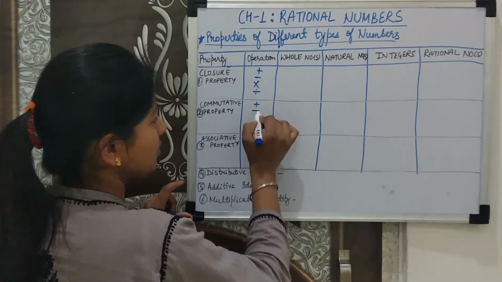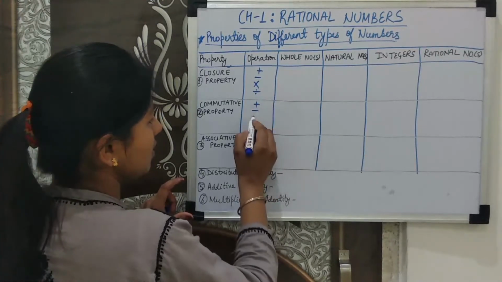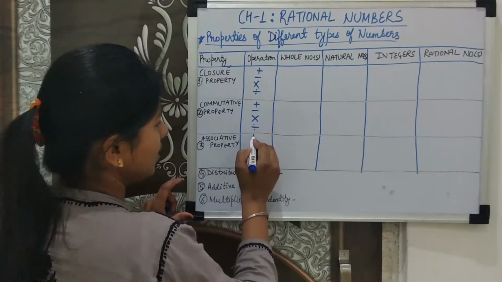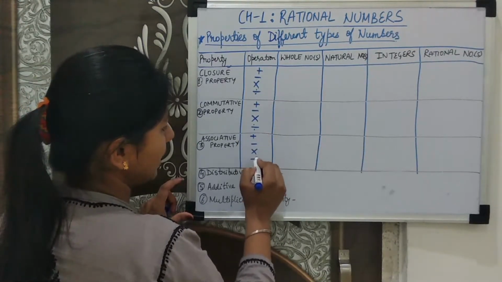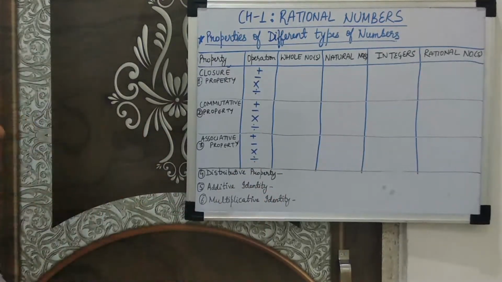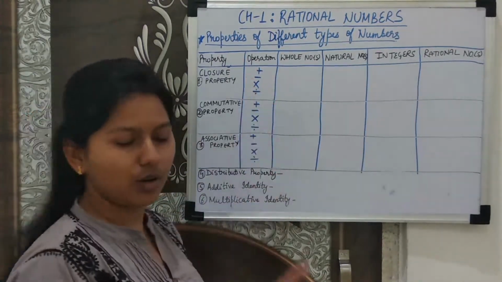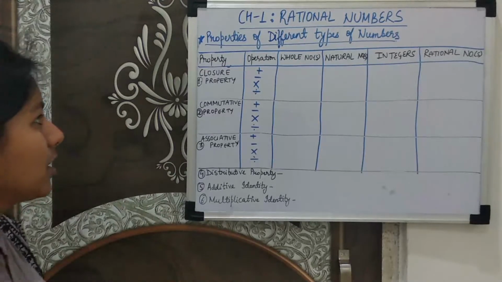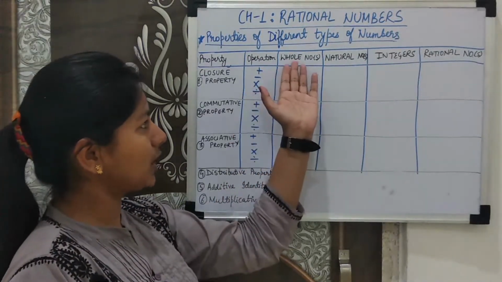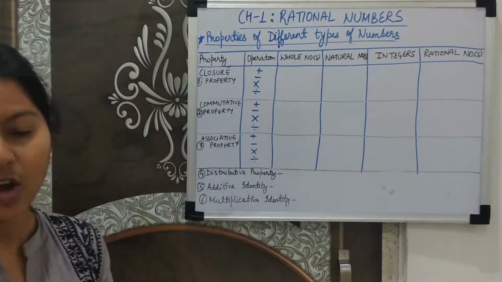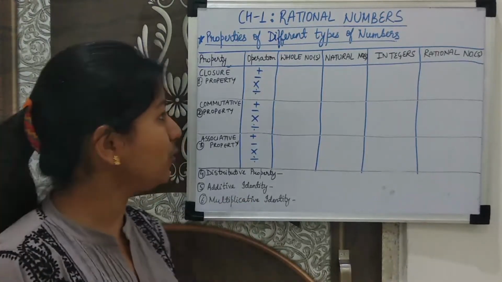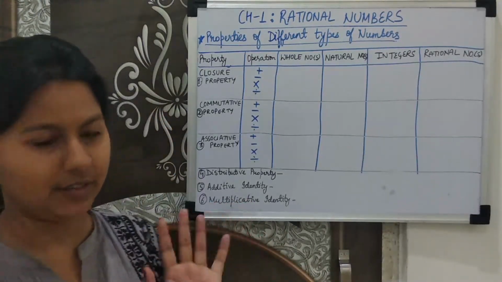divide. Plus, minus, multiply and divide. So we will be checking all the properties for these 4 operations. Now first of all we are talking about whole numbers. Whole numbers start from 0 and tend to infinity.